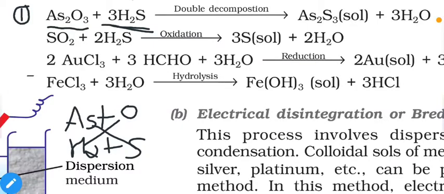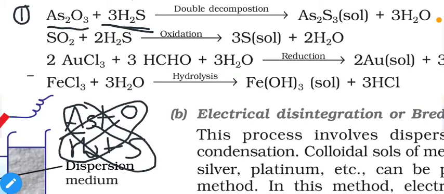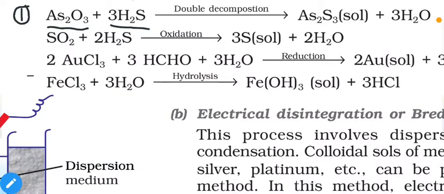So you will get the As2S3 compound and the H2O compound, as you can see at the product side. Okay, so our products are As2S3 and H2O. So our colloidal sol will be As2S3 in the first case.